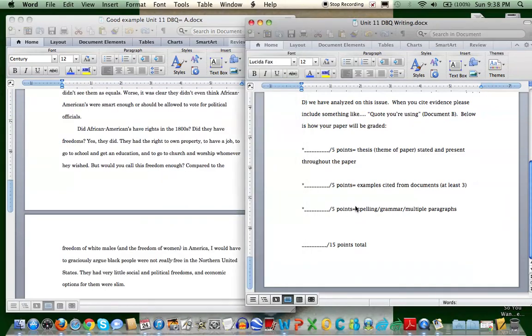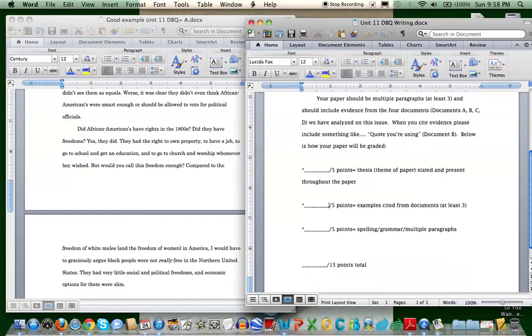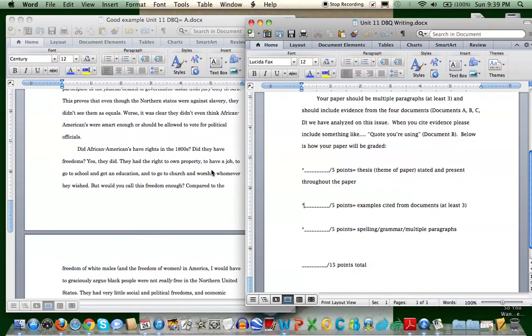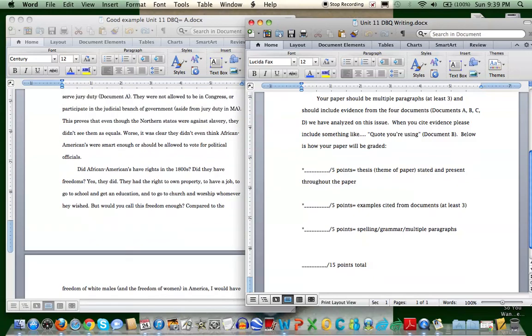So if I'm grading out this paper, spelling, grammar, this was a much easier paper to read. I'd probably go with 4.5 out of 5. You know, some minor things, but not bad. Documents were cited very well. Again, probably another 4.5 out of 5. You know, some of the examples were pretty good.